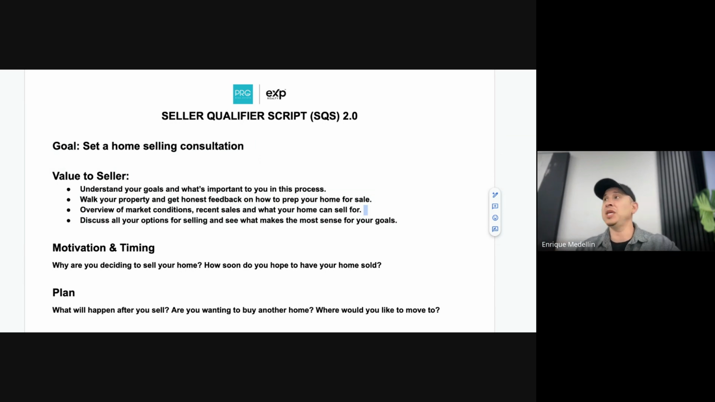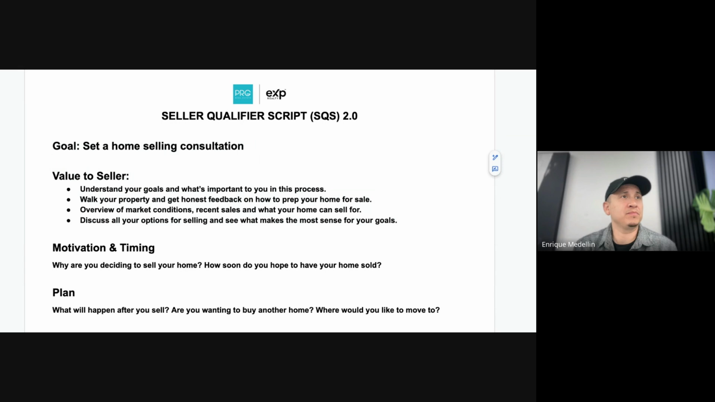When I understand what you need, then I can lay out options and see how those can help you figure this thing out, right? And so I think just knowing this part right here, guys, up here, and the value to the seller, that's really half the battle with booking a listing appointment.